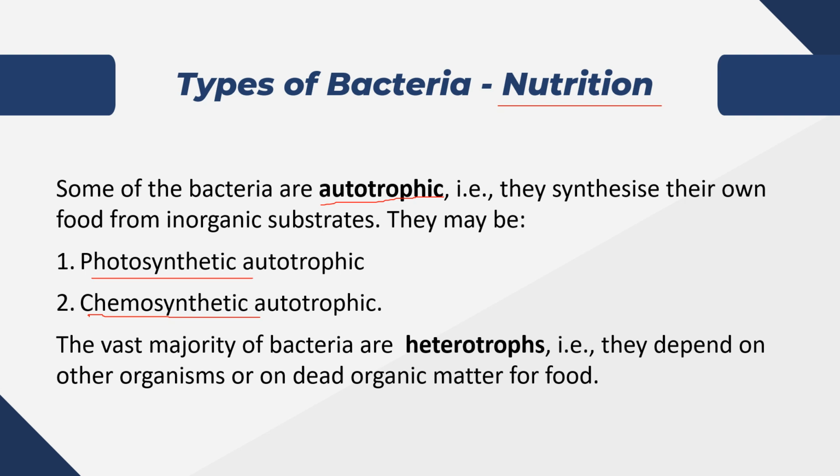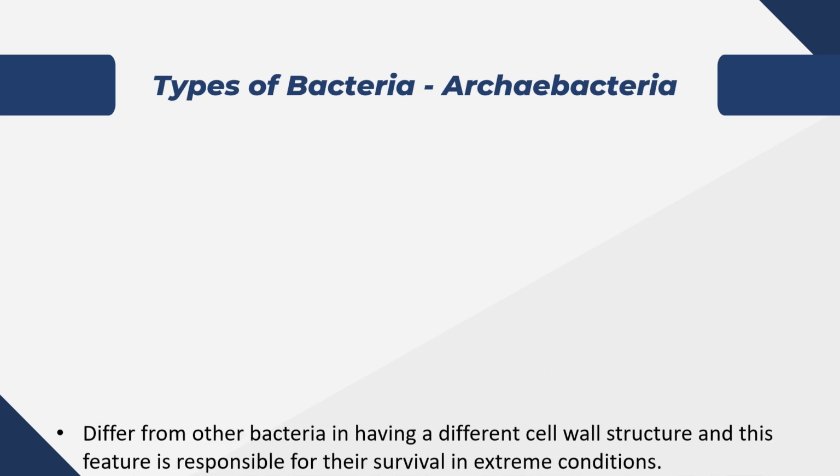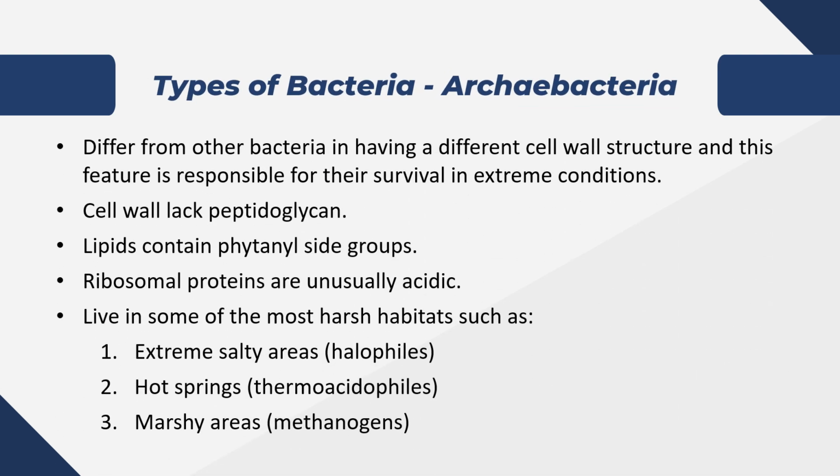However, the majority of bacteria are heterotrophs, that is, they cannot synthesize their own food. Instead, they depend on the producers, the autotrophic organisms, for food, or they can live on dead organic matter. We shall discuss each of these categories after a couple of slides. We can also classify bacteria into primitive Archaebacteria and the true eubacteria.